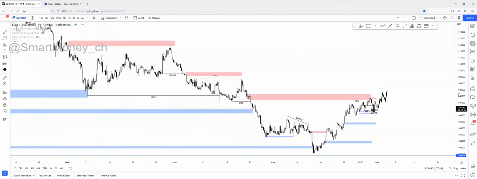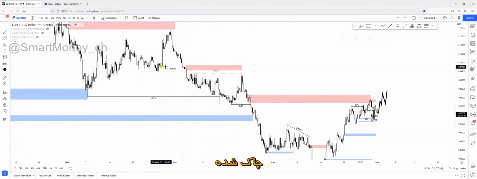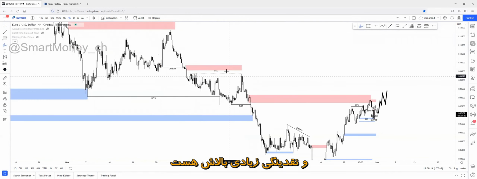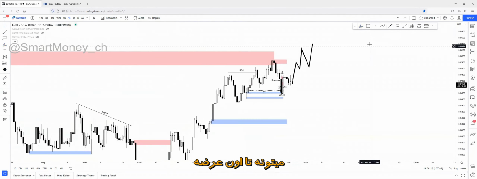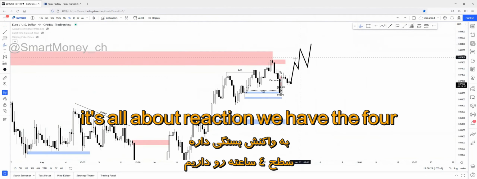Yeah, this is a 4-hour supply zone right here, as you can see, which has caused a nice character changing movement right here to the downside and has a huge amount of liquidity pool just below it. If this scenario happens and price breaks above this supply zone, then we can expect the continuation up to that supply zone. It's all about reaction.